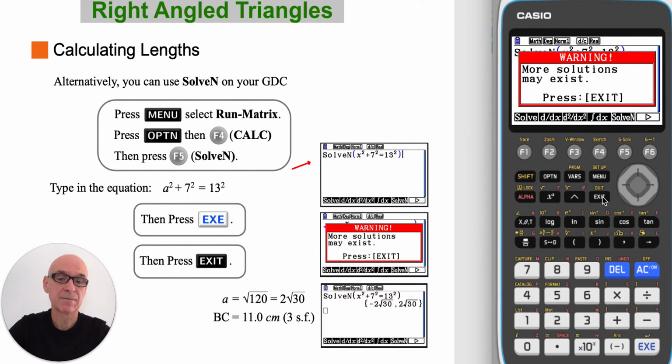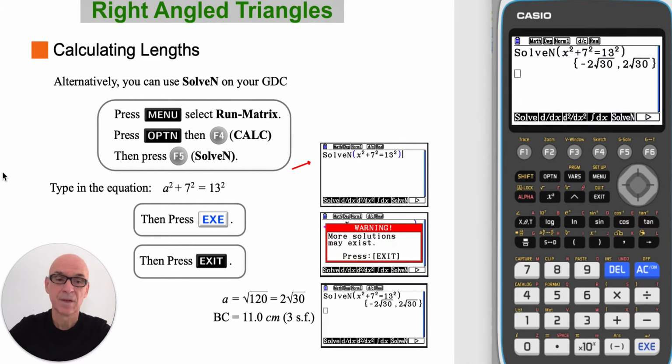Pressing exit and pressing the decimal display button. We see that there are two square roots of 120, and again the positive one is 11.0 centimeters.